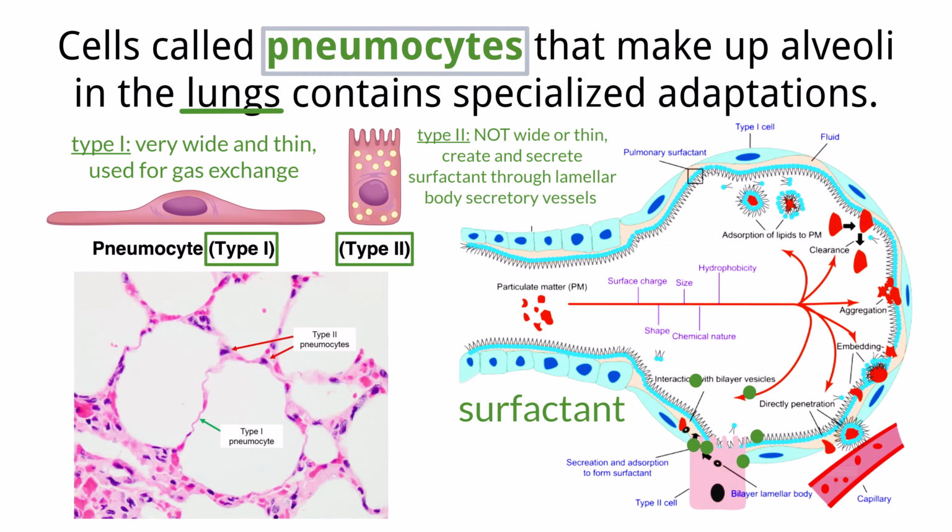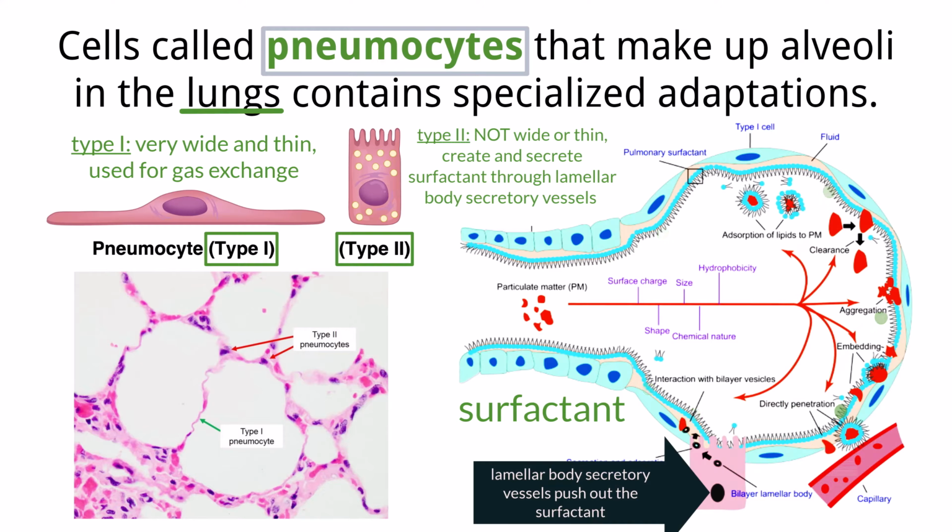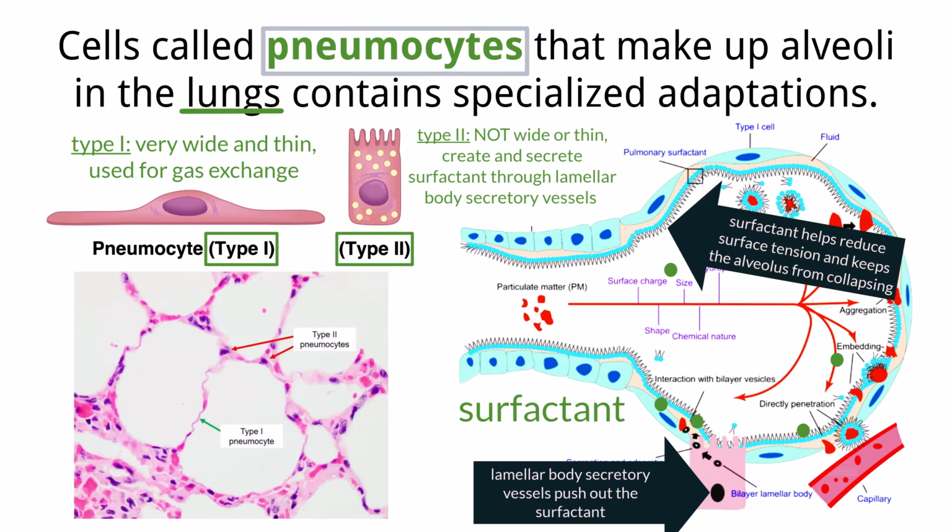The edge of the film is made up of phospholipids and proteins that are pushed out from secretory vessels of the type 2 pneumocytes, called lamellar bodies, which is their unique adaptation. This surfactant helps reduce surface tension as alveoli inflate and deflate, ensuring that each alveolus does not collapse in on itself and provides a means for alveoli of different sizes to distribute pressure accordingly.